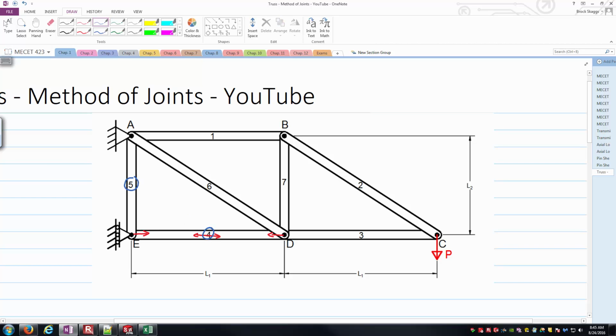And so now we've got to hunt down another joint where we would have two unknowns. I'm just going to look right up here at joint A. I know 5 is 0, and 1 and 6 I don't know. I know the reaction's here. The only other thing I'm going to have to do is find this angle theta here, but that's easily doable with a little trig.